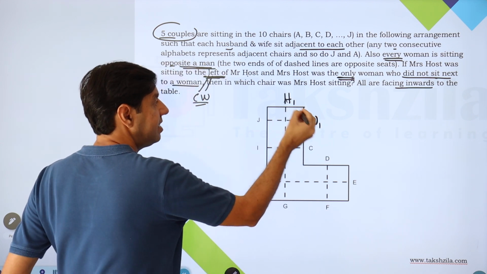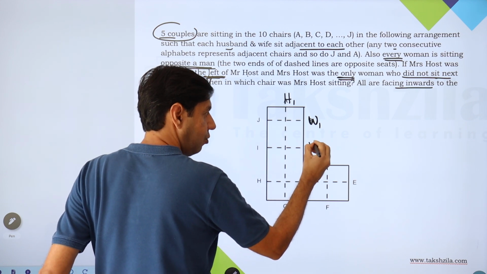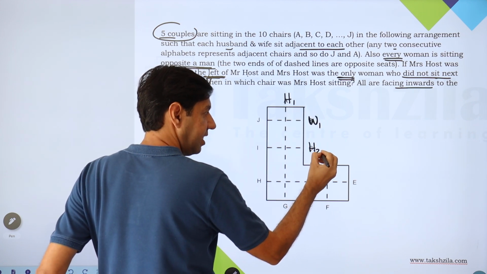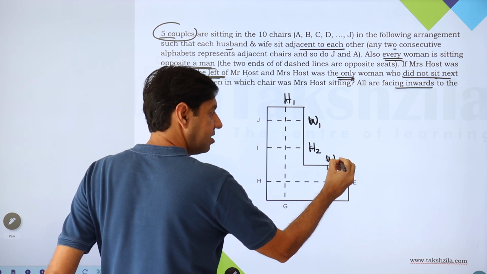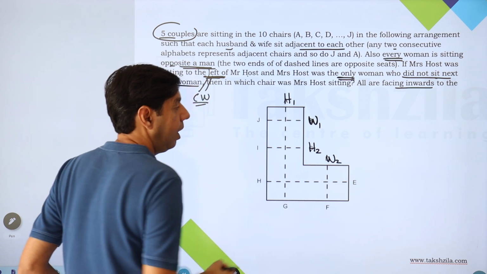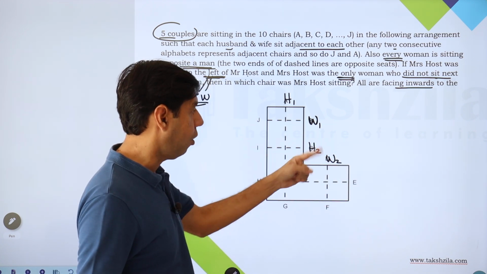The other data is she is not sitting next to any woman. So you could take another husband over here. Okay, so this is another husband. And if this is a husband, the wife has to be next to him. So this is a wife. Okay, now you have a break. Don't say this is a husband, wife. You don't know, take help of the opposites.